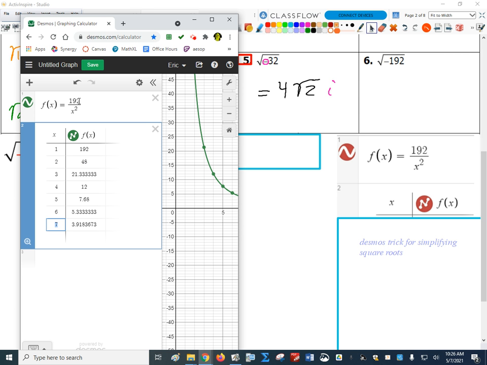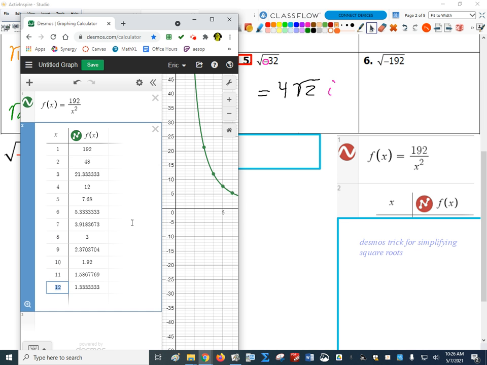If I divide 192 by 9, by 3 squared, I get some weird decimal. It doesn't go in evenly. But if I divide 192 by 16, by 4 squared, it does go in evenly. It goes in 12 times, right? If I divide by 5 squared, by 25, it doesn't go in evenly. If I divide by 6 squared, it doesn't go in evenly. If I divide by 8 squared, that's 64. It does go in evenly, though, and so on. I can keep going down the list.